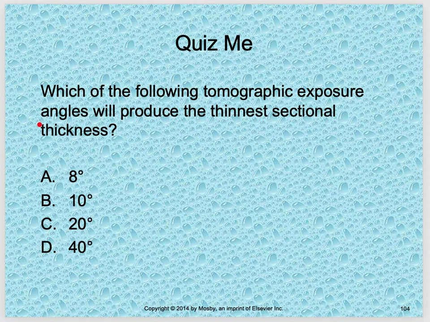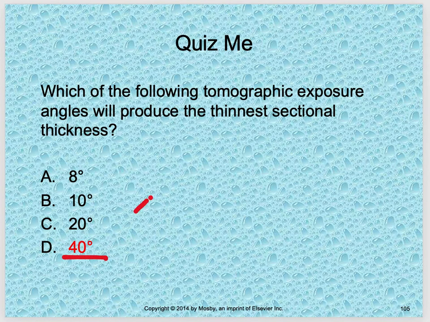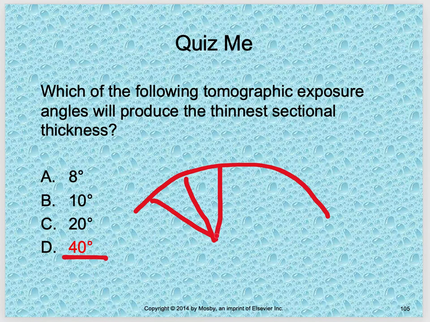Which of the following tomographic exposure angles will produce the thinnest sectional thickness? We talked about the thinnest sections. Is it the 10? Is it a 20? Or is it a 40? I know that kind of goes off the page there, but so let's do 8, 10, 20, 40. Which one of those angles will produce the thinnest sections? And if you remember, it should be 40. The more arc we have, the more angle we have. In all of those places, that's where you get the thinnest section slices. So the greater the angle, the thinner the sectional thickness.